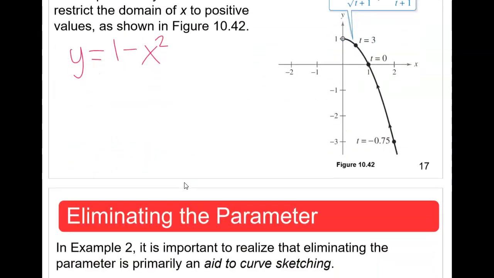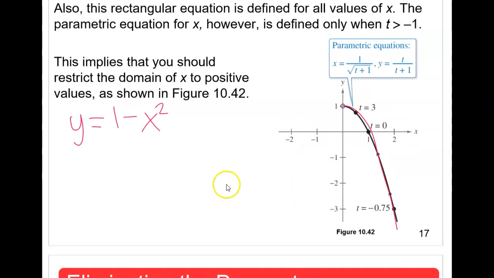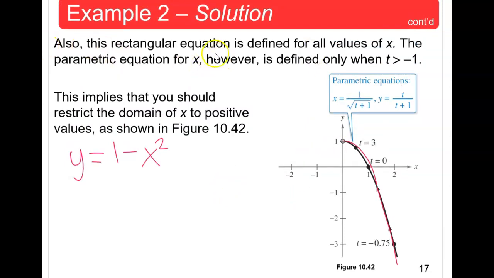So the graph for that, it's actually not what you see here only, but also on the other side. However, we don't need what's on the left side of the y-axis. We only need what's on the right side of the y-axis. And that is because the rectangular equation is defined for all values of x. The parametric equation for x, however, is defined only when t is greater than -1.